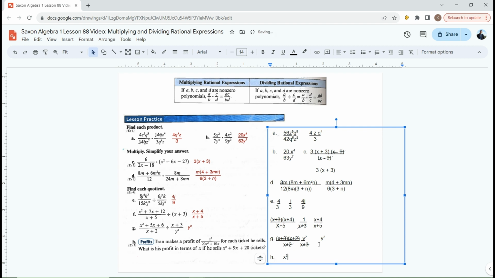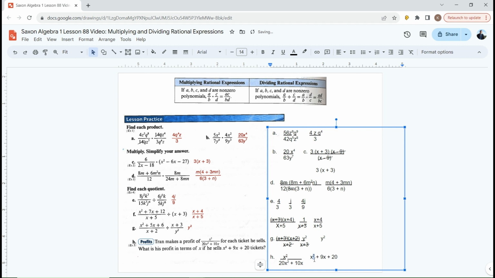over 20x squared plus 10x. Okay, and then let's see if I can make a big-ish fraction bar. I guess that's as big as it's going to get. Anyway, this fraction is going to be multiplied times the number of tickets I sell. I sell x squared plus 9x plus 20 tickets. I'm going to multiply this fraction by x squared plus 9x plus 20 tickets.